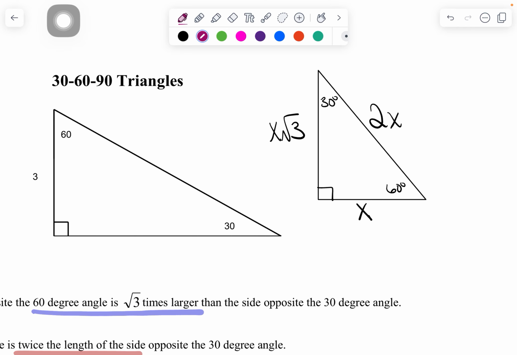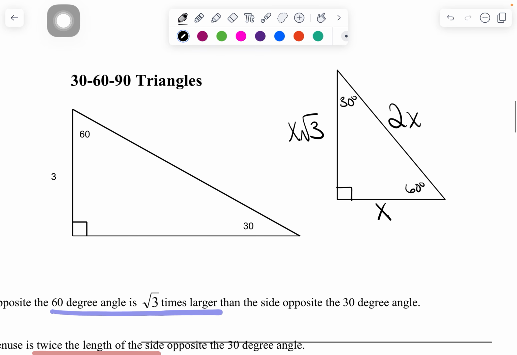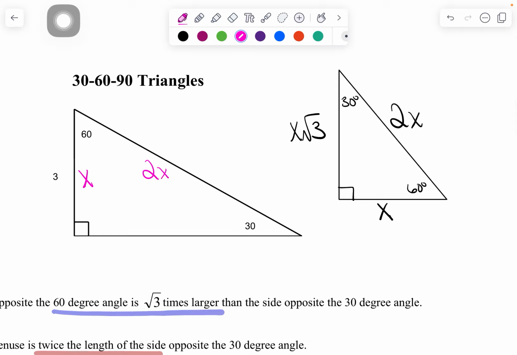So relationship-wise, here's what I'm going to do. And again, this is what I like to do after I pick a nifty color here. So let's see. My 30-degree angle is right here. So opposite, that's going to be x. My hypotenuse, right, there's my right angle. So this is the hypotenuse. That's going to be 2 times x. And then, of course, the third side is x root 3.